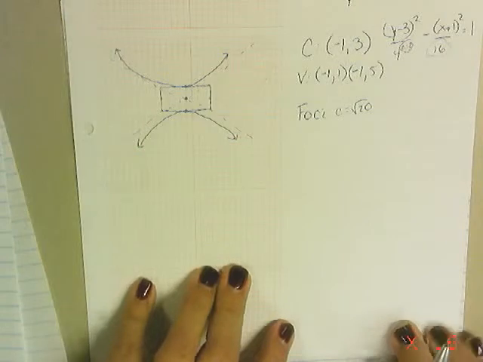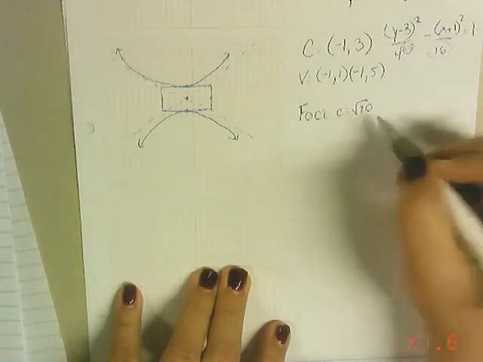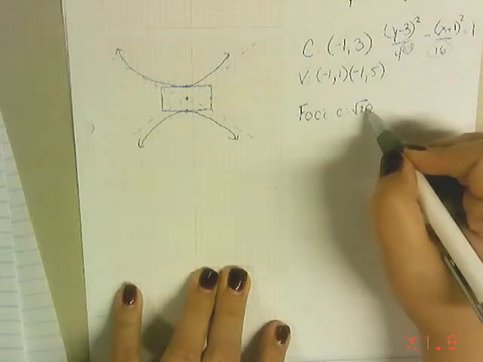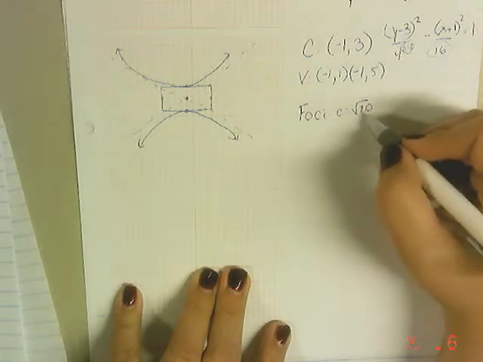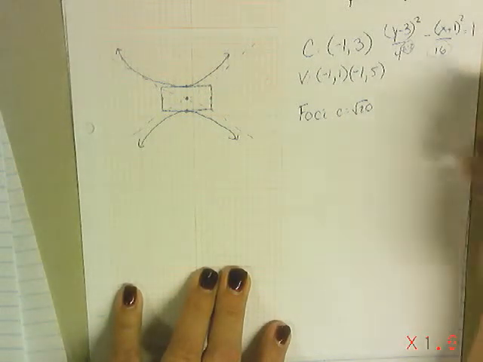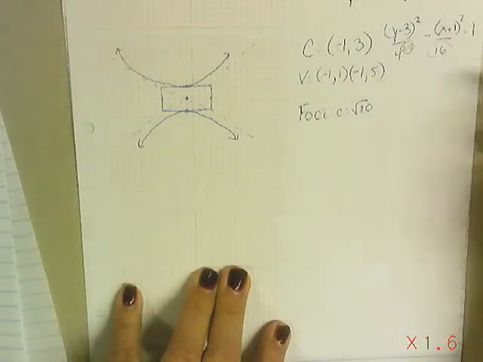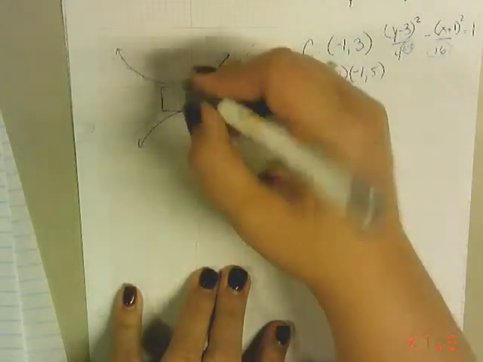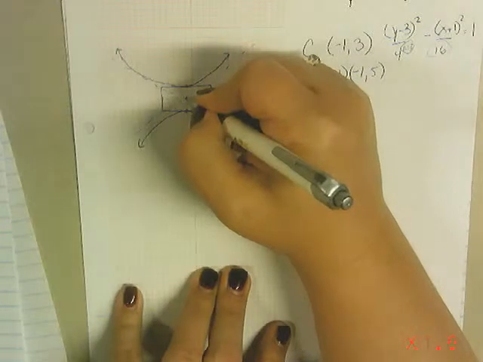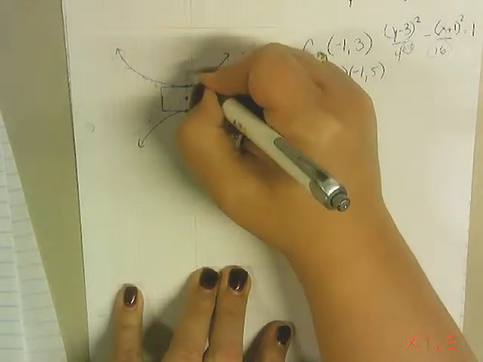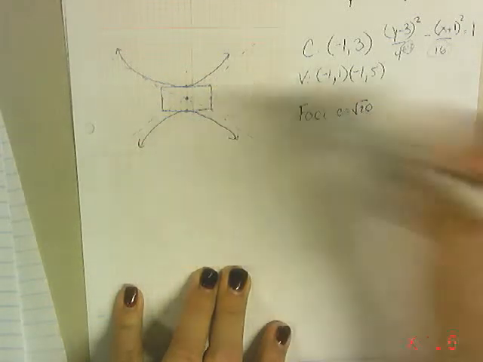Okay, so our foci, we need to go radical 20, the square root of 20 spaces away from here. Well, if you think about it, the square root of 16 is 4, the square root of 25 is 5, so this is a little bit more than 4. And if you want to, you can type that in your calculator and you'll get a decimal and you'll see it's a little bit more than 4. So we're going to go a little bit more than 4 spaces away from here. So 1, 2, 3, 4. We're going to put a dot. 1, 2, 3, 4. And we're going to put a dot.